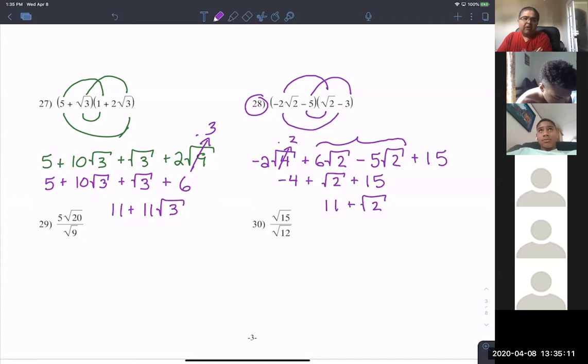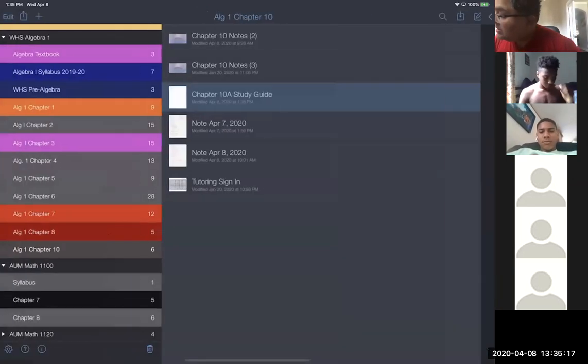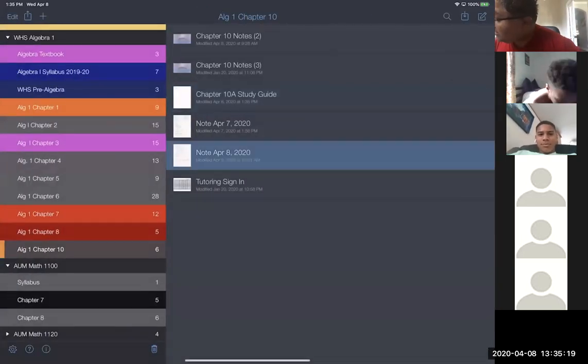Any questions with these problem types? All right. What if I gave you a problem like this?